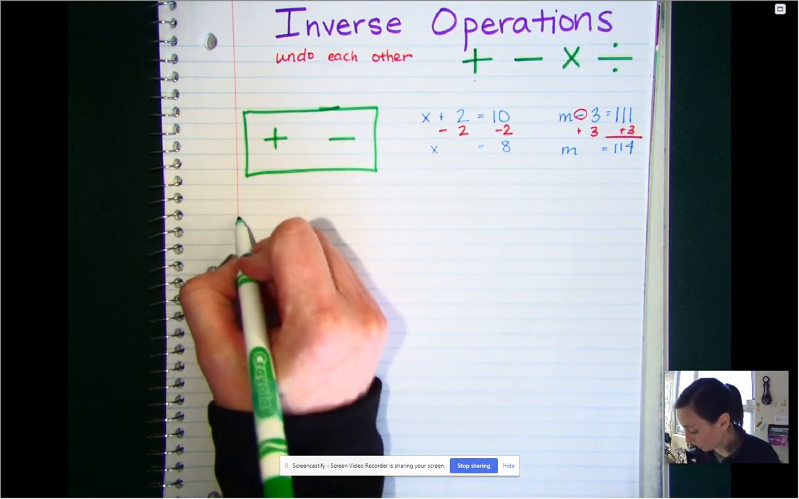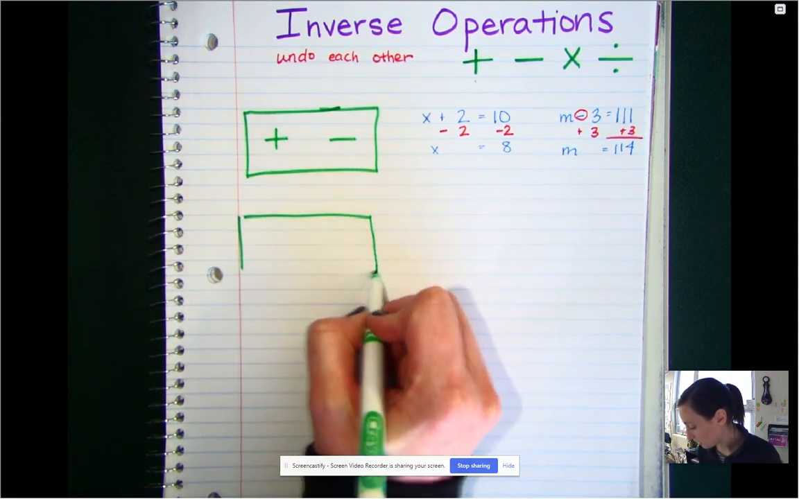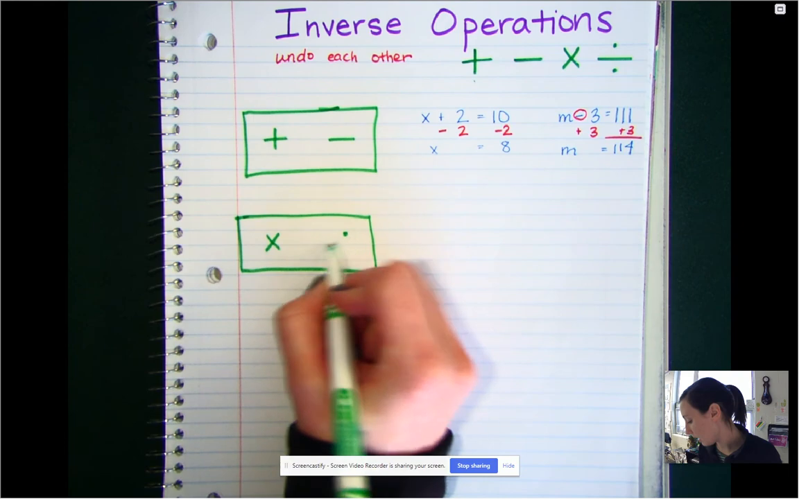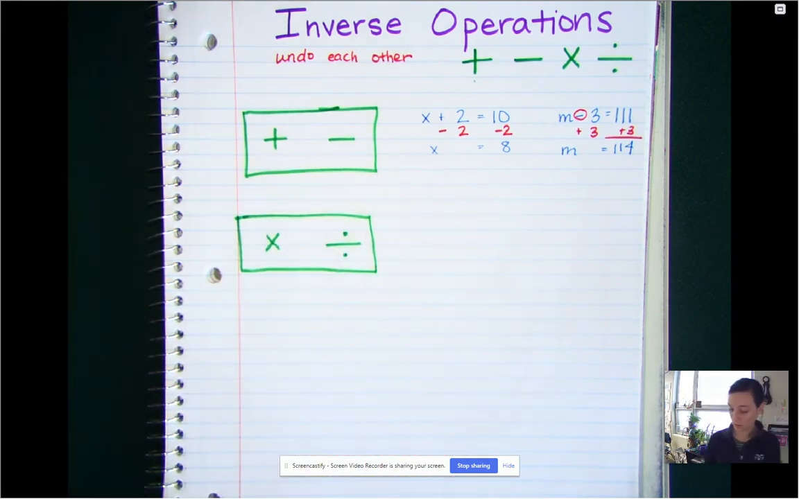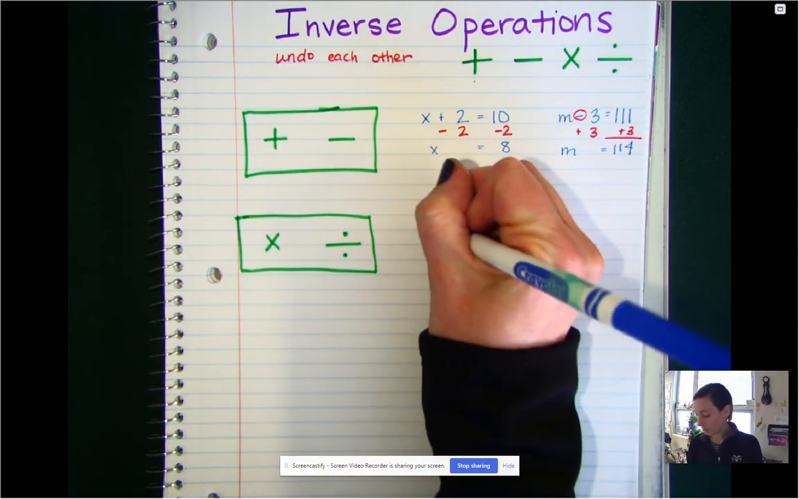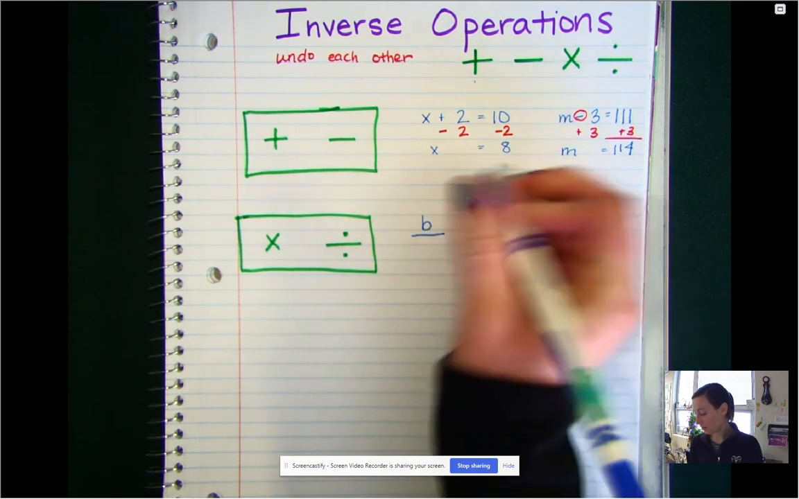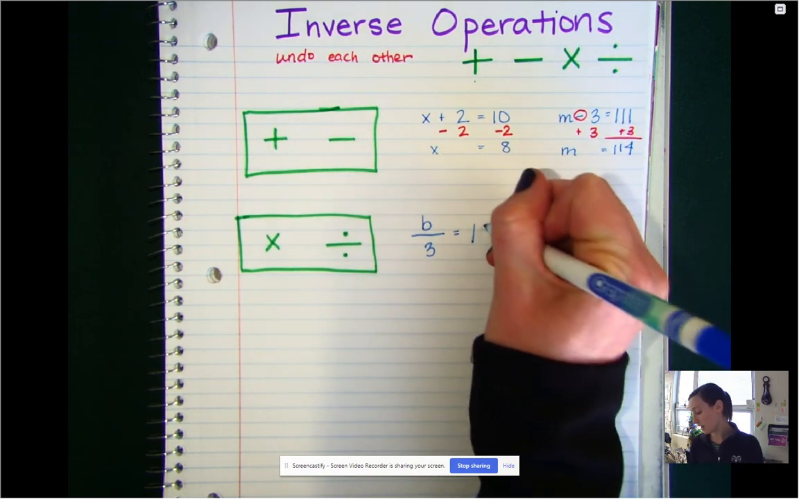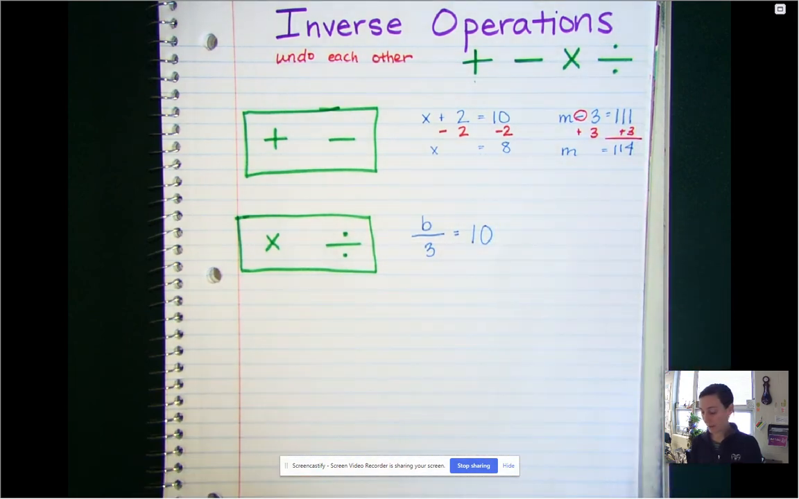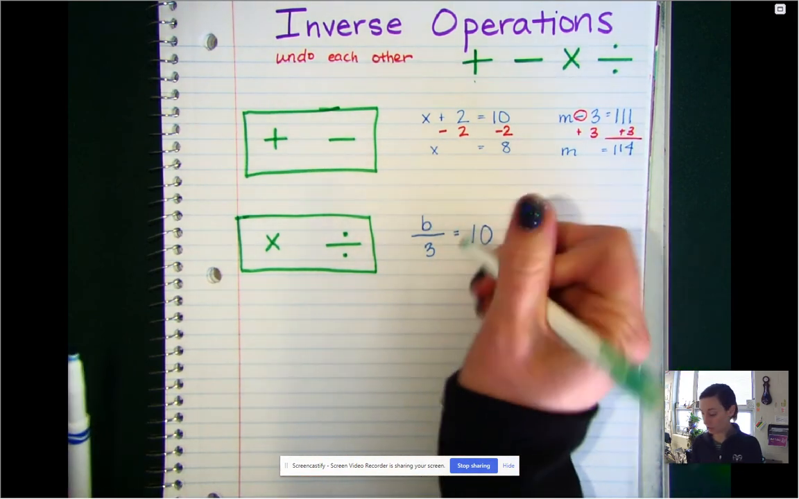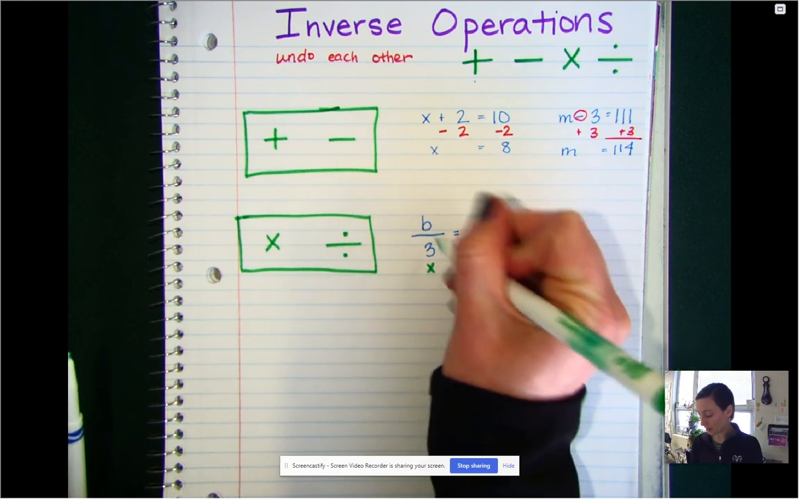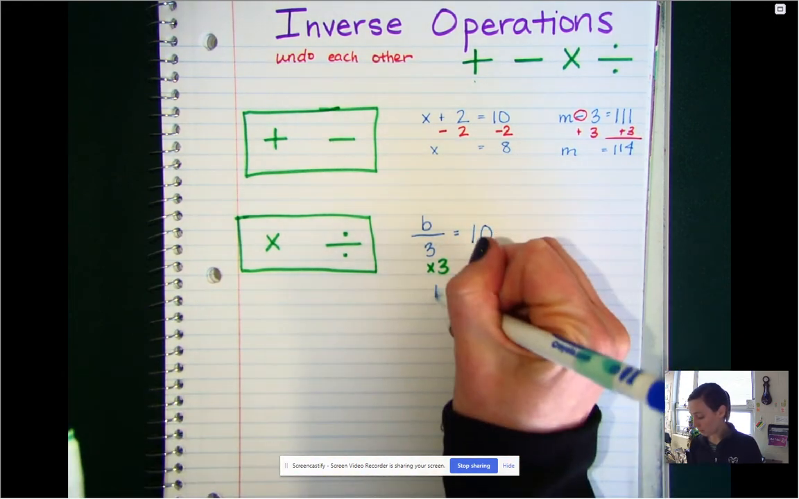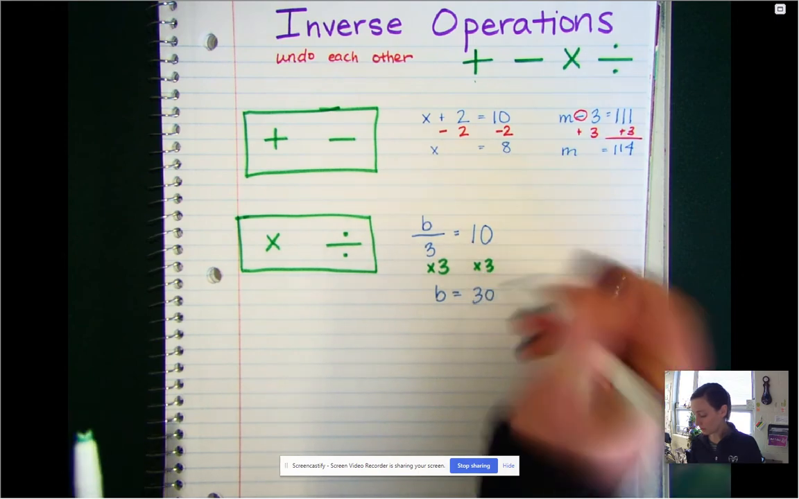We can also go to the other set of inverse operations, which is multiplication and division. So if I have b divided by 3 equals 10, I do the inverse of division, which is multiplication, by the same number, and I will get that b is the same as 30.